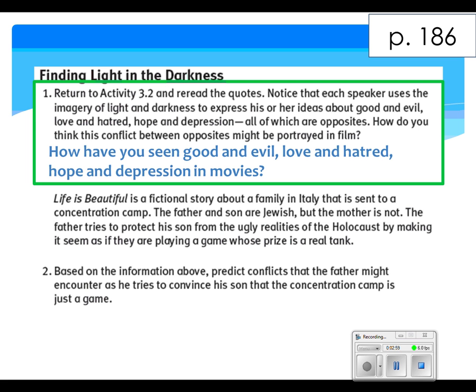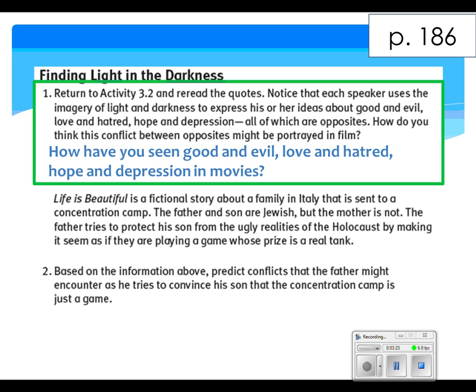How have you seen this in people? Love and hatred, hope and depression. Okay, so we've got these 3 pairings, these 3 dichotomies. So raise your hand if you've seen a movie with good versus evil. Okay, just about everybody. Raise your hand if you've seen a movie of love and hatred. Yep. How about hope and depression?